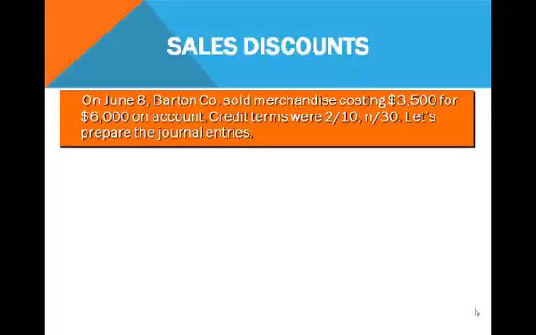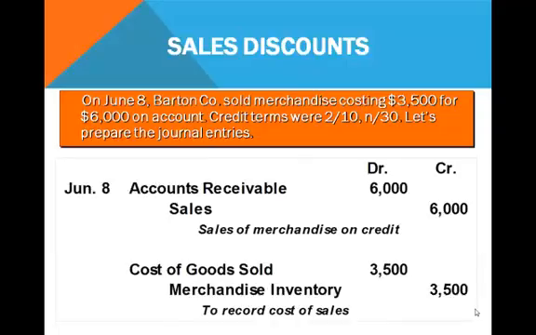Let's record a sale of merchandise inventory for Bart & Company on June 8th. The inventory was sold on credit for $6,000 and had a cost of $3,500. The credit terms are 2/10, n/30. Remember that for the seller, two entries are required to record a sale, one at retail and one at cost. So here's our journal entry at retail. We sold it on account, so we have a debit to accounts receivable, that's an asset, and we have a credit to sales.